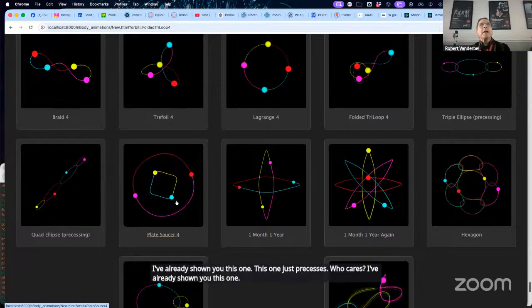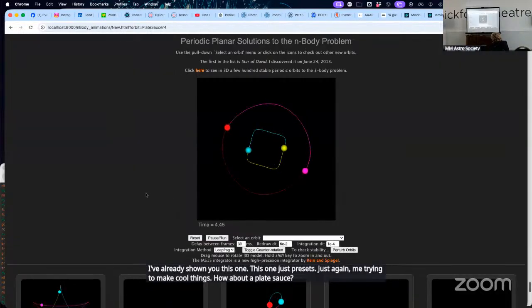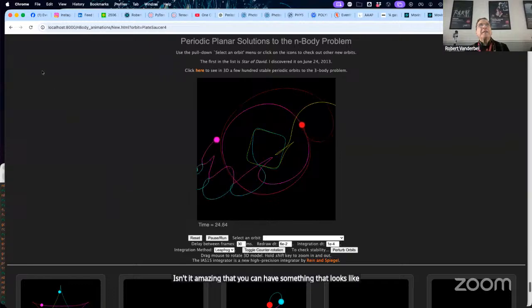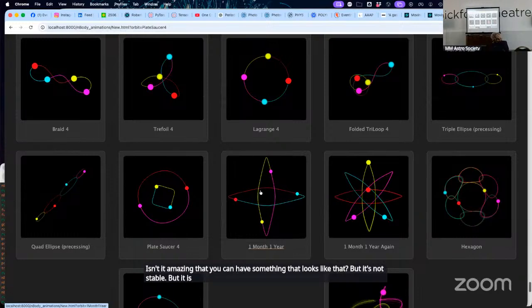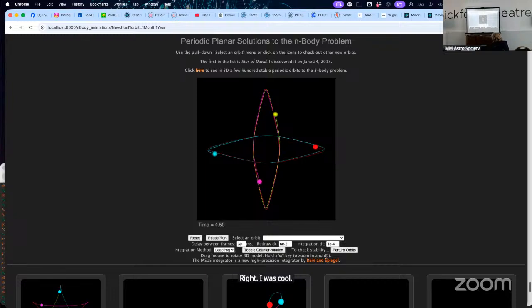Let's go to this one. This again, me trying to make cool things. How about a plate sitting on a saucer? Isn't that amazing that you can have something that looks like that? But it's not stable. But it is real. And here's 4 stars with the 1 month, 1 year thing. And as I recall, it was unstable.